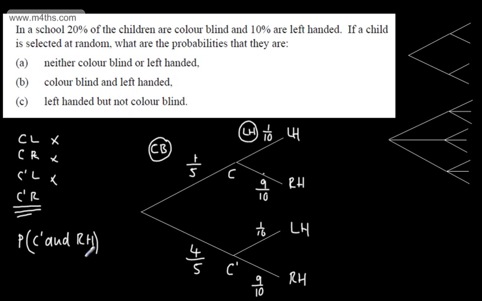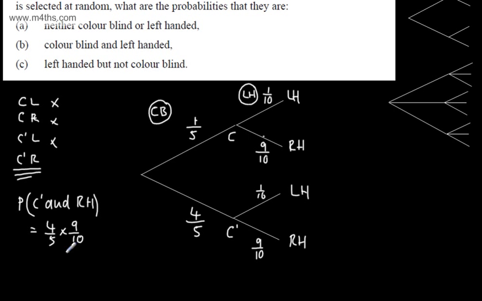So all I do is follow the branches down, and this is going to be 4/5 multiplied by 9 over 10. We could simplify if we wanted to begin with, or we could just go straight ahead and cancel at the end. So 36 over 50, which would give me 18 over 25. That's a really tough question to start with. If we look at the next one, we want colourblind and left-handed. I think this would have been a nicer question to start with.